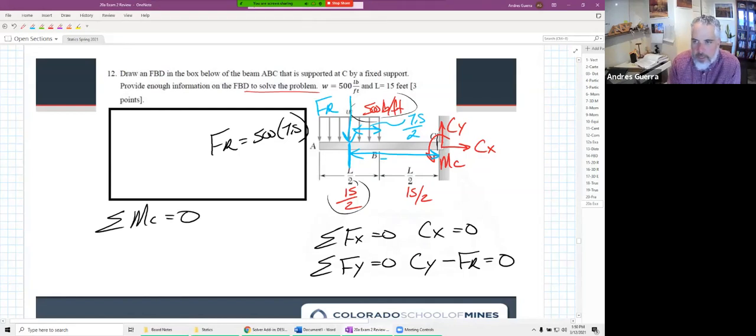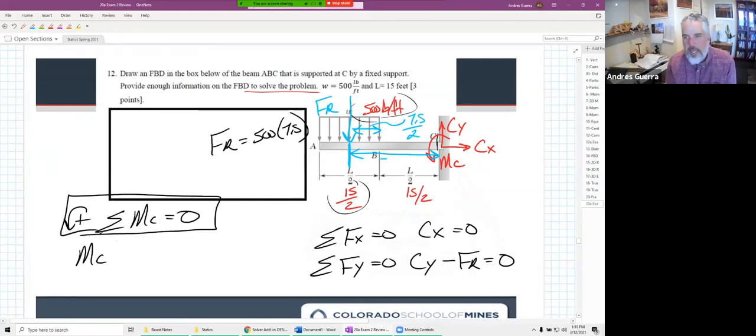And if we sum moments at point C, CX and CY go away. We do have an MC, and I drew it going counterclockwise, so it's positive. Now this is 2 different things, right? I'm writing the equation, summing moments about C, and I also have a moment reaction at C. Those do not mean the same thing, right?